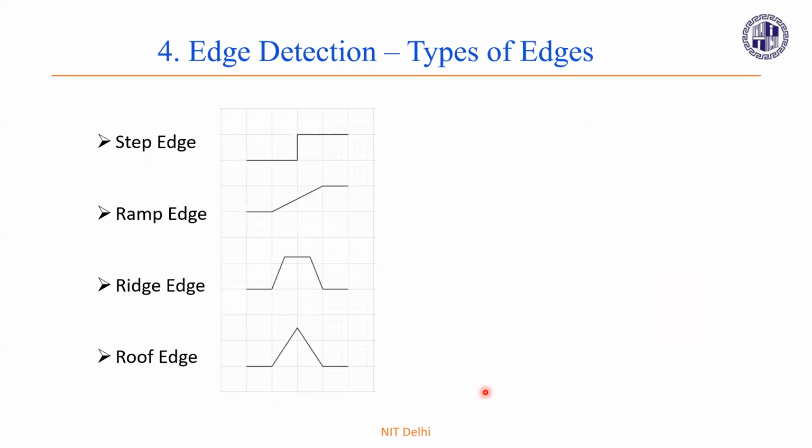So the types of edges are step edge, ramp edge, ridge edge, and roof edge. We can see the diagram over here.